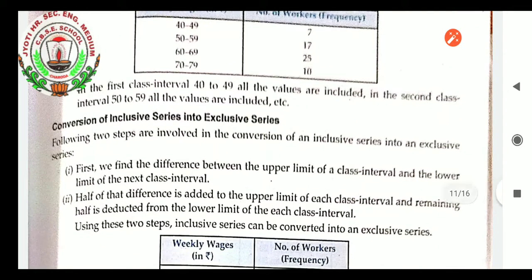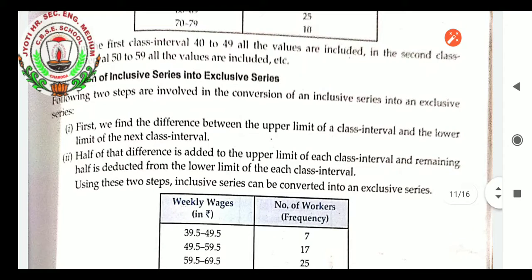When we want to convert an inclusive series into an exclusive series, the following two steps are involved. First, we find the difference between the upper limit of a class interval and the lower limit of the next class interval. Half of the difference is added to the upper limit of each class interval and the remaining half is deducted from the lower limit of each class interval. If this line is difficult, I can show you by the calculation what we have done.